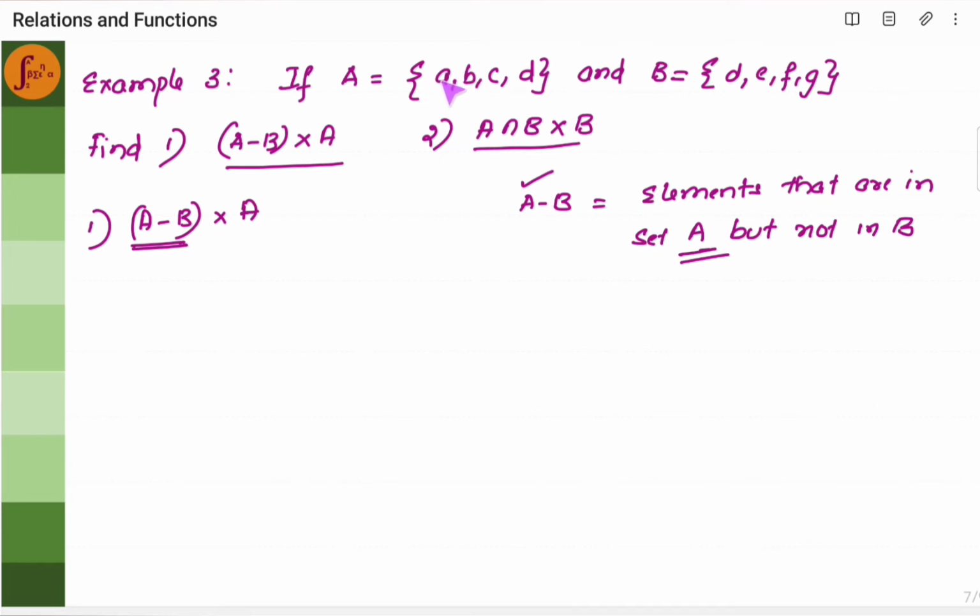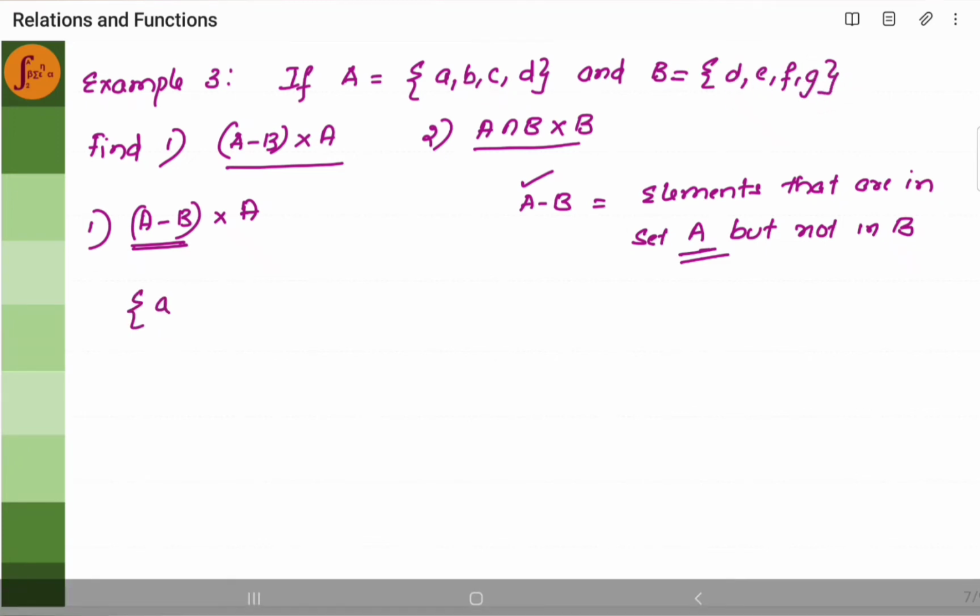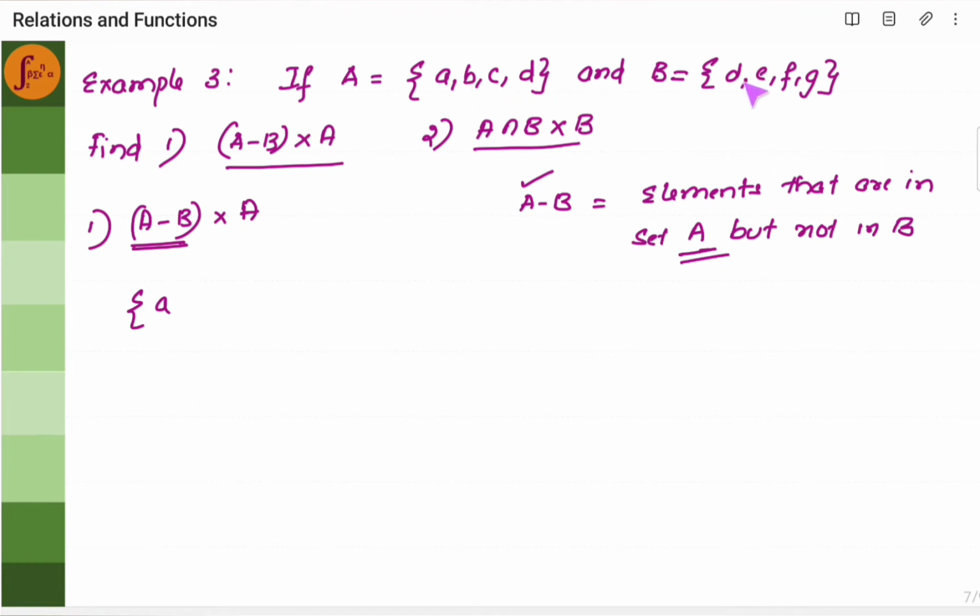Let's take first element A. Do we have A in B? No. So A will be here. B is not there, so B also will be there in this set. C is not there. D is there, so we don't have to put that, right? So basically elements that are there in set A but not in B. So we have A minus B.